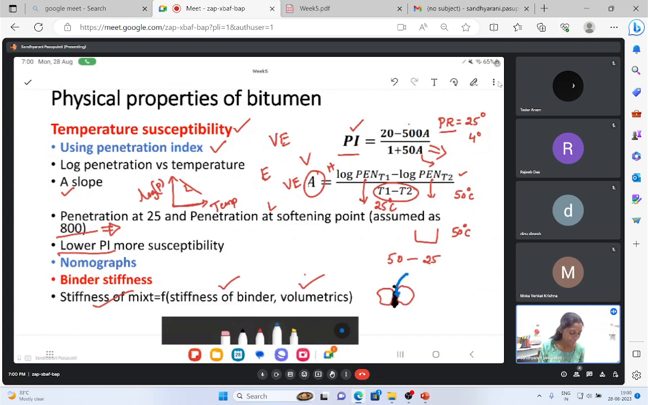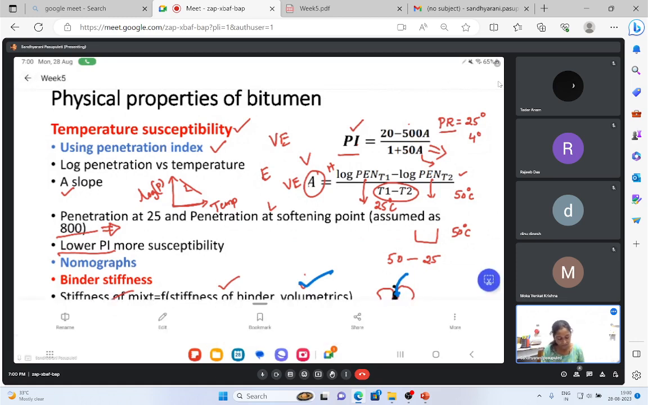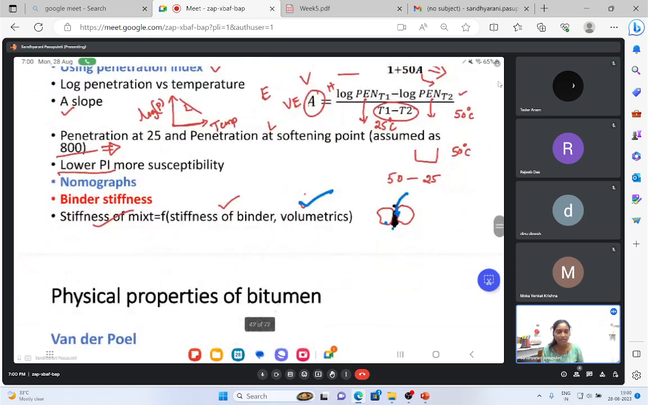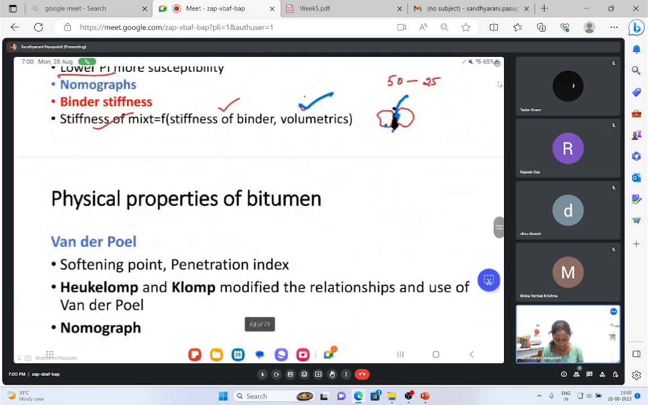So aggregate, bitumen and the gap together will give some volumetrics. When I say volumetrics, I mean the percentage of air voids, the percentage of VMA, all those characteristics, and those will be discussed when we come to the mixture test. Based on these two, usually you can calculate the stiffness of the mix.